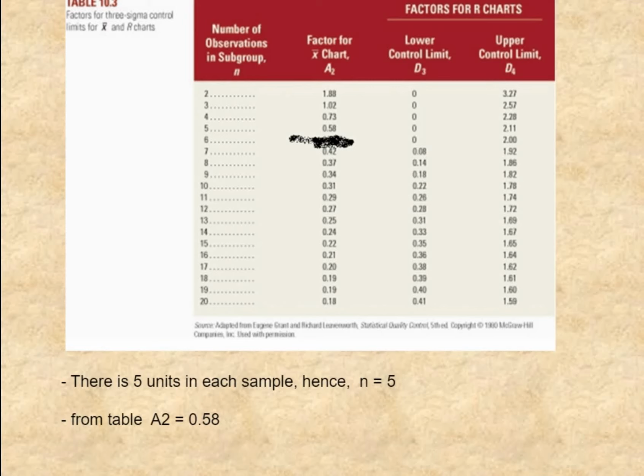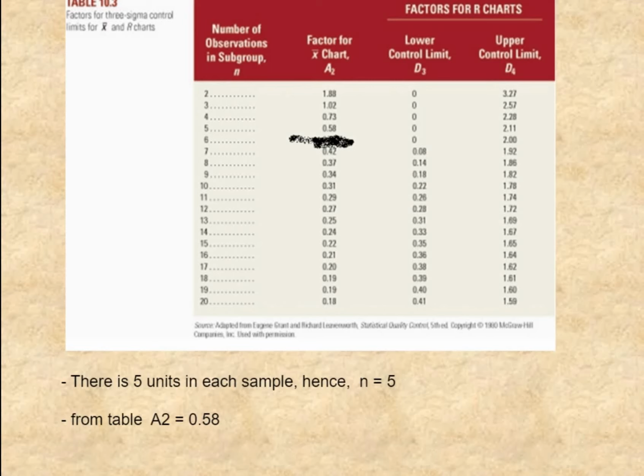Now, the factor for the X bar chart is in this column. So this is what we're using right now. We first look at the number of observations in the subgroup, in each sample basically. Subgroup here means a sample. How many units do we have in our sample? 5. So we know that n equals 5.